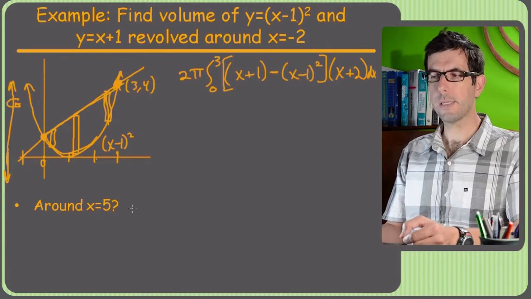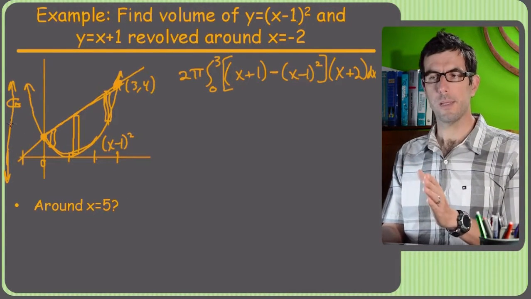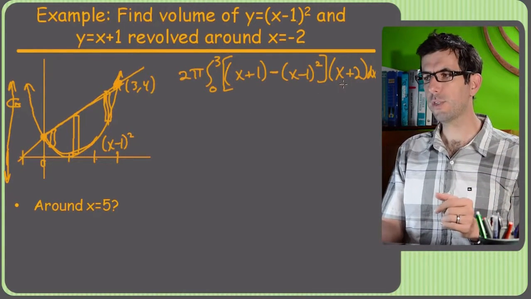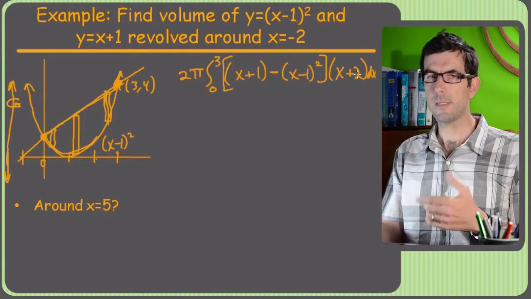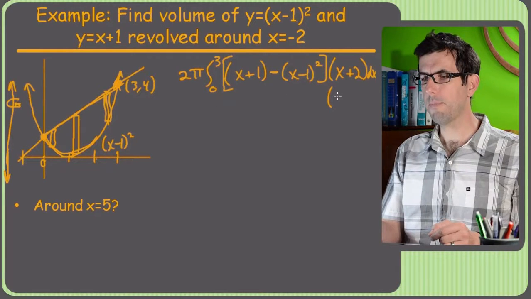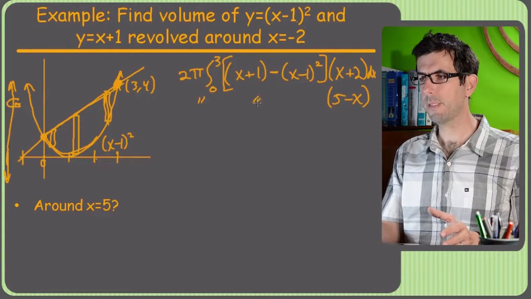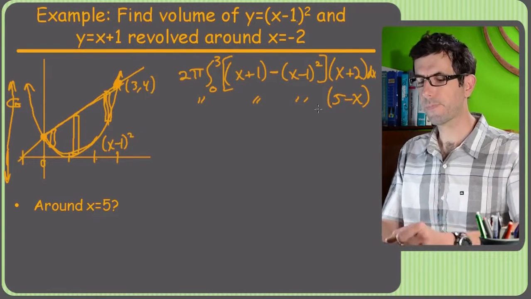All right, and then x equals 5. Now that's slightly different, right? In this first problem we worked, the spin axis was to the left of the region. Now it's going to be to the right of the region, so I've got to switch this from x plus 2, x plus c, to c minus x, which will end up being a 5 minus x. But everything else will be the same. I'm just doing a 5 minus x.